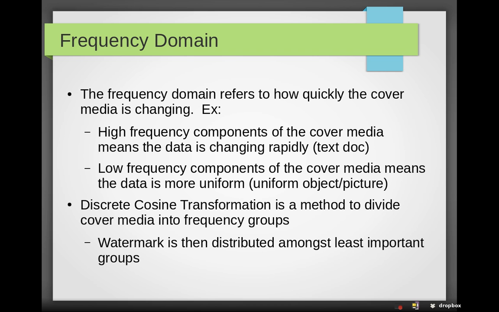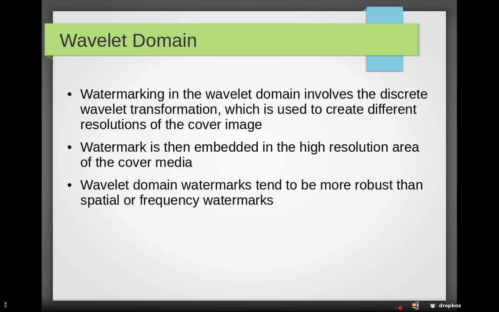The frequency domain refers to how quickly the cover media is changing. An example would be a text document. This would be a high frequency component of the cover media, meaning the data is changing rapidly, such as in a text document. Or you have low frequency components of the cover media, which means the data is more uniform. So if you have an image where the sky is all the same color, that would be a low frequency component of the cover media. Discrete cosine transformation is a method to divide the cover media into these frequency groups, and the watermark is then distributed amongst the least important frequency groups.